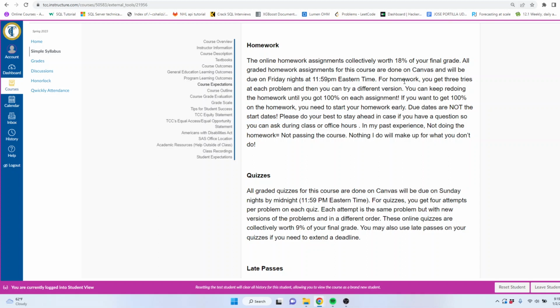Homework is going to be exactly like a normal homework would work in person, at least for math. You can always keep working the problems until you get them right. You'll have the answers available to you, and then you can get a new version of the problem to try to work on it from there.